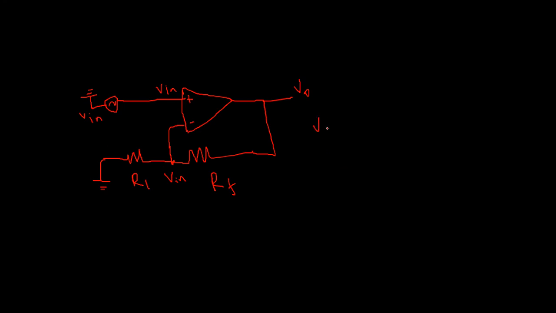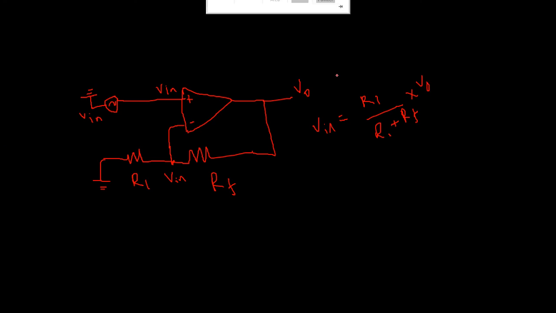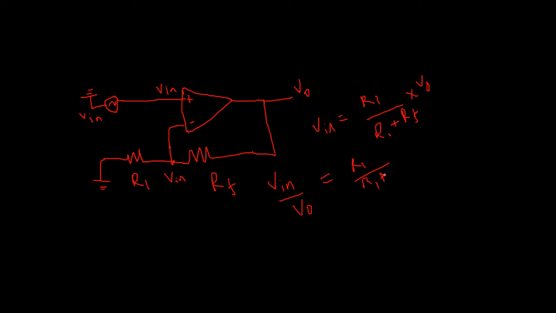So V in, applying the voltage divider rule, is equal to R1 divided by R1 plus RF into V naught, isn't it? So bring back this V out here, you will get V in by V naught is equal to R1 divided by R1 plus RF.